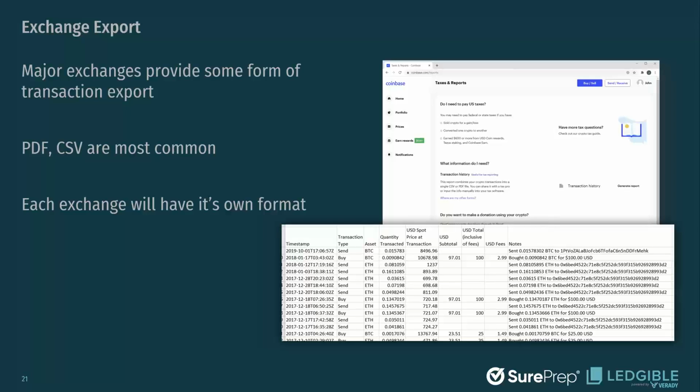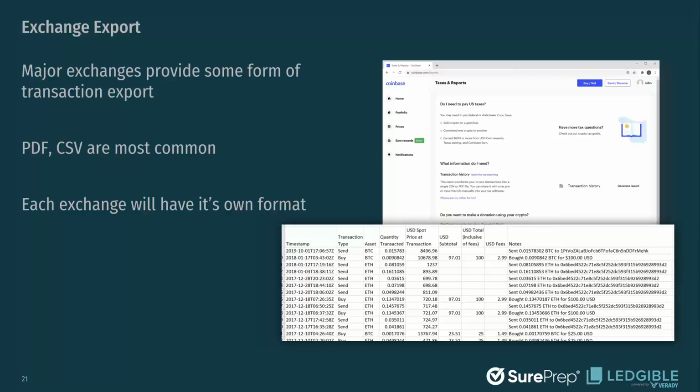So probably 80% of all people that are active in crypto are holding most of that crypto on an exchange. And again, there are hundreds of exchanges all over the world. They're all going to provide some form of a transaction export. The good ones are going to give you some kind of a CSV or an Excel file with the transactions all broken out. It's also common to get just PDFs. And one thing to keep in mind is that every exchange is going to have its own format, and not all the exchanges are standardized.